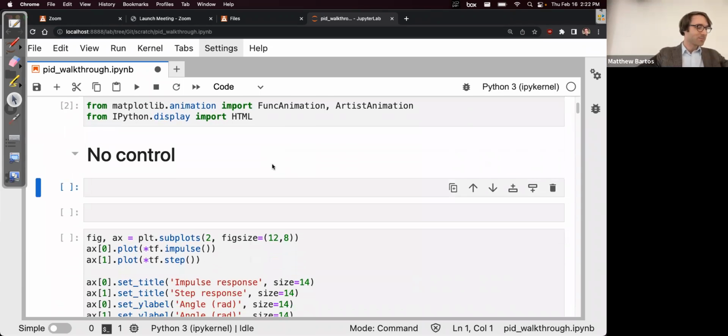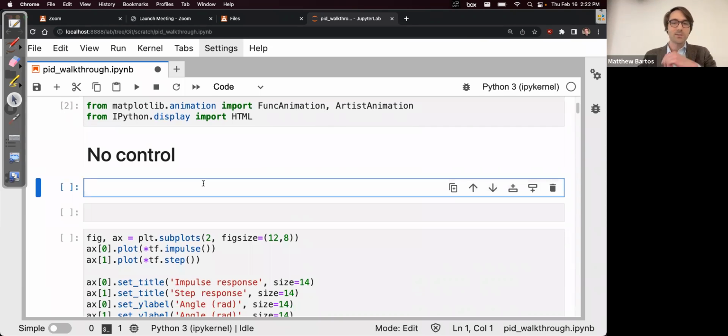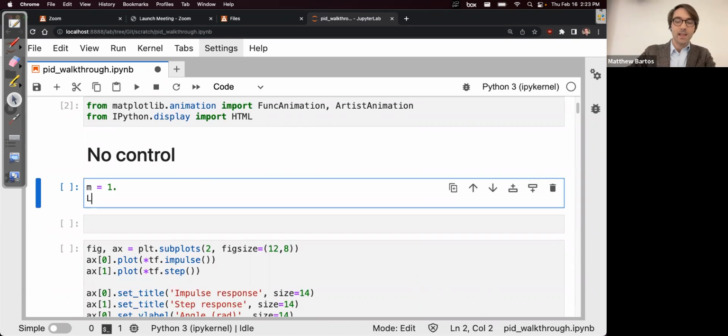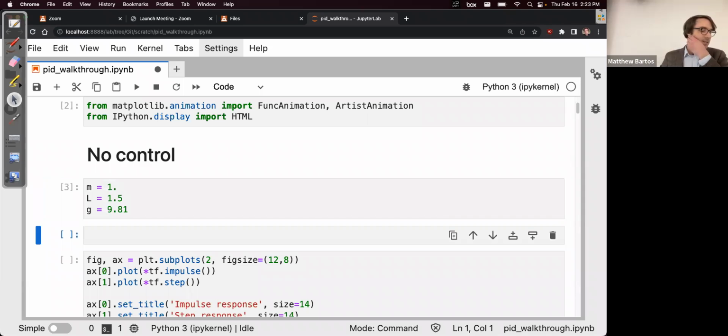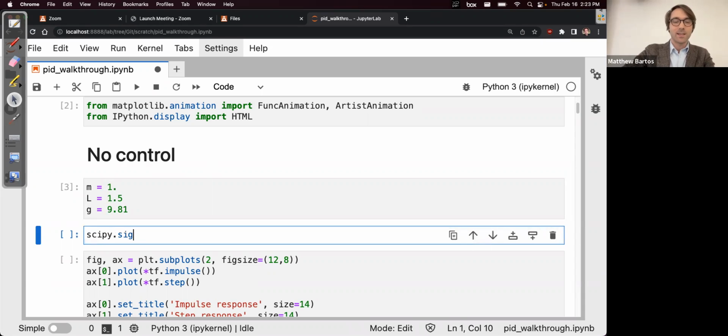I will use this to make some animations. The first thing we're going to do is set the parameters for the system. We need to specify the mass per unit length, the length, and the acceleration due to gravity. So I'll set the mass equal to 1, the length of our pendulum equal to 1.5, and the acceleration due to gravity to 9.81. The way that we're going to simulate this system is to use a built-in function in scipy.signal called transfer function.